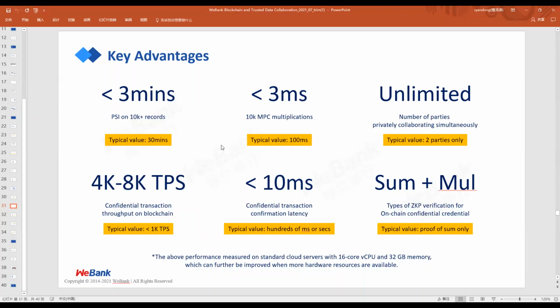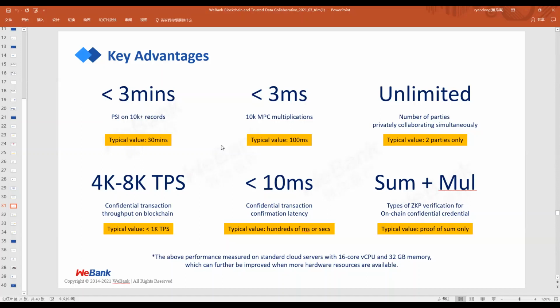Also, we want to do some joint computation among different parties, like 10,000 multiplication, which is also one of the common metrics when we evaluate performance. The typical value could be 100 milliseconds, but we can do it in less than 3 milliseconds. So we are doing much faster than what you can do on a typical system.